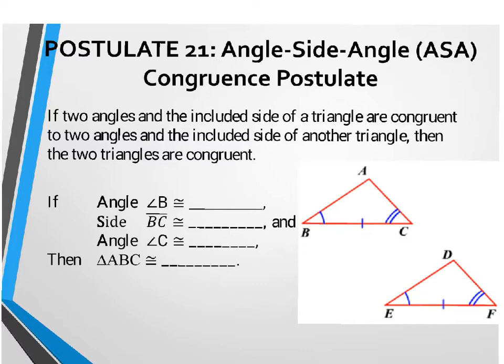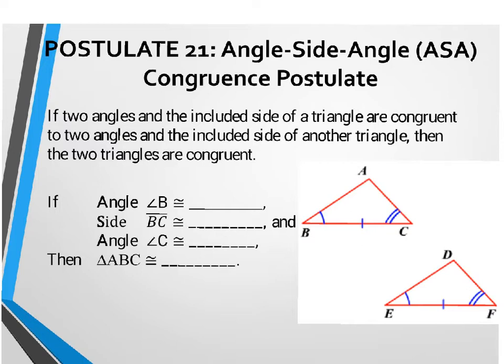So here's the congruence postulate for angle side angle. It says if two angles and the included side of a triangle are congruent to two angles and the included side of another triangle, then the two triangles are congruent. What you're going to be showing congruent in this case is similar to side angle side. You had the included angle to be shown congruent in each triangle. Well, we have an included side. So the side that needs to be shown congruent in each triangle needs to be in between the two angles that are being shown congruent in each triangle.